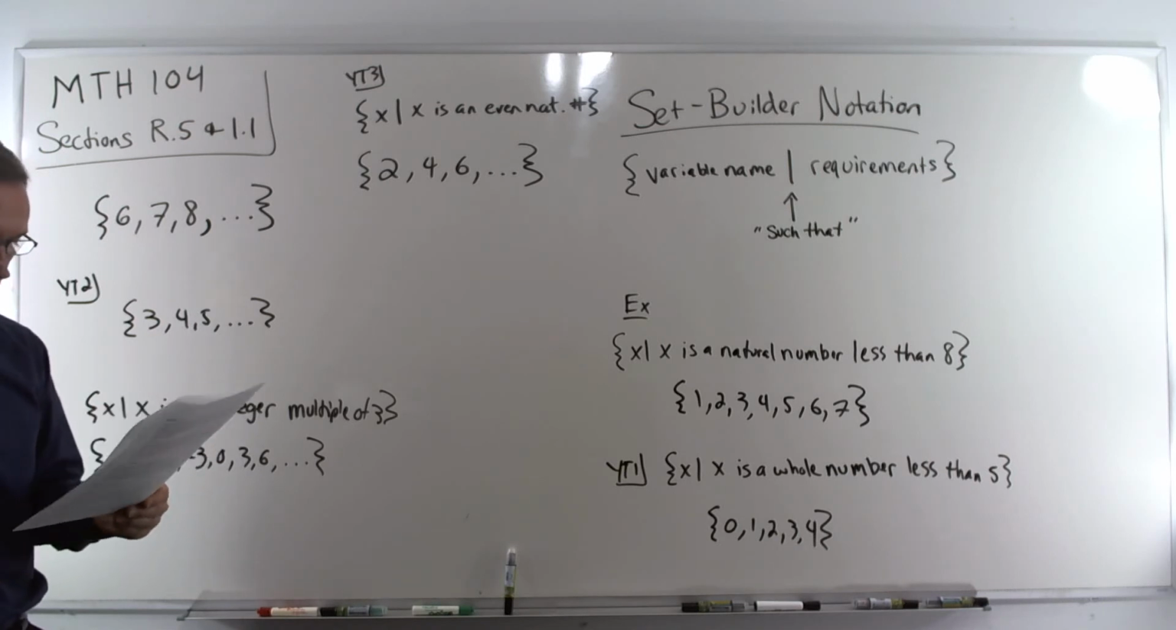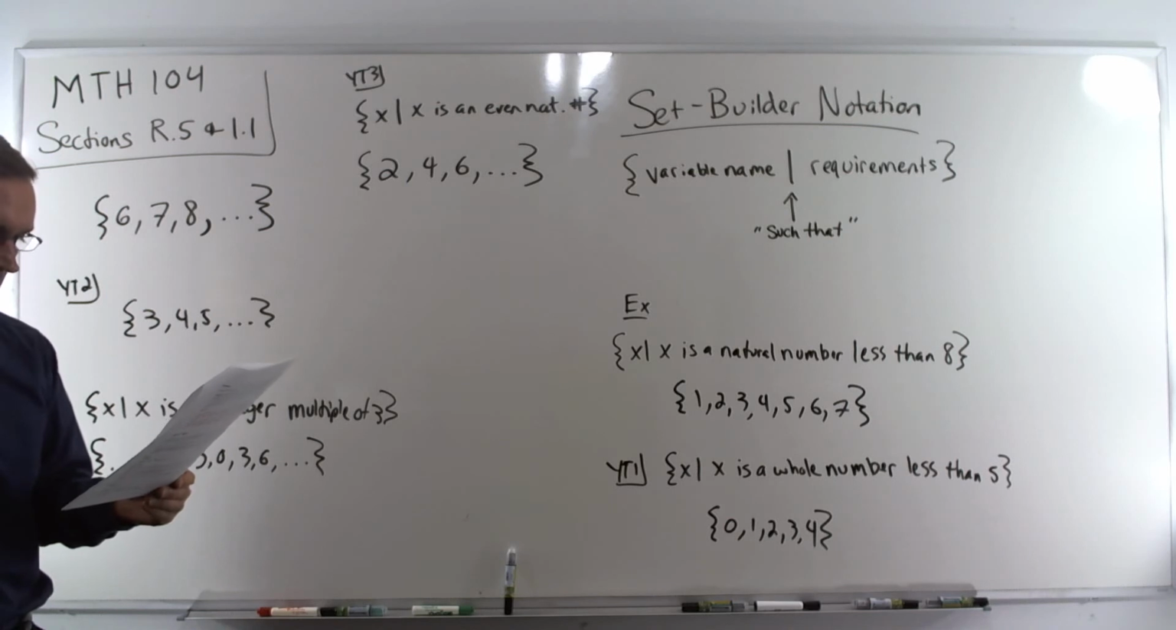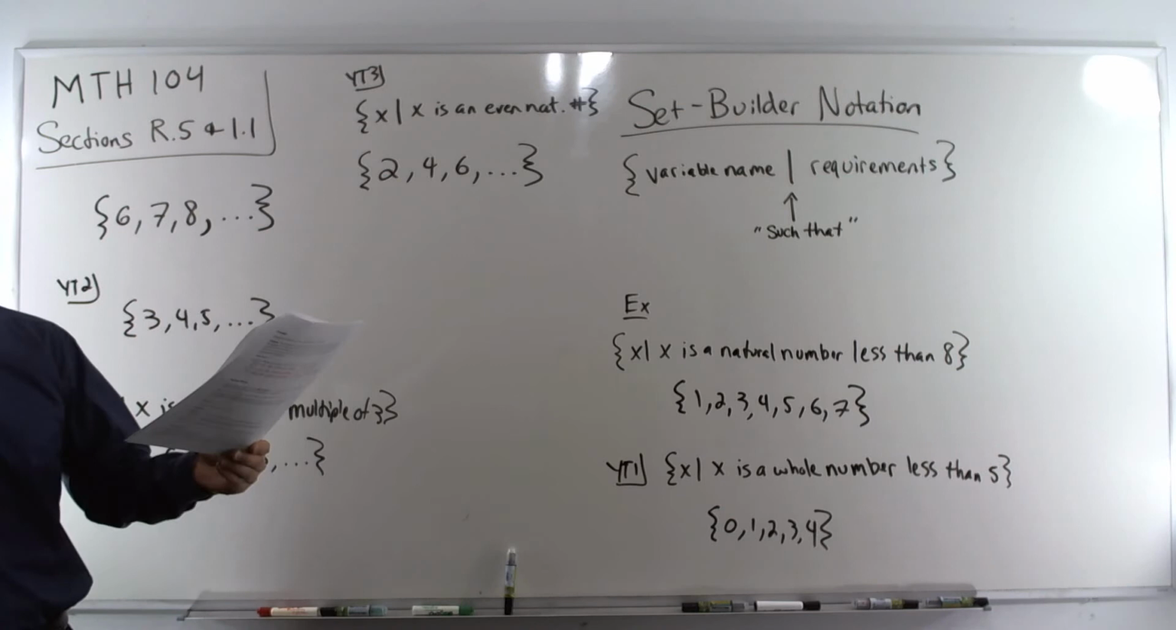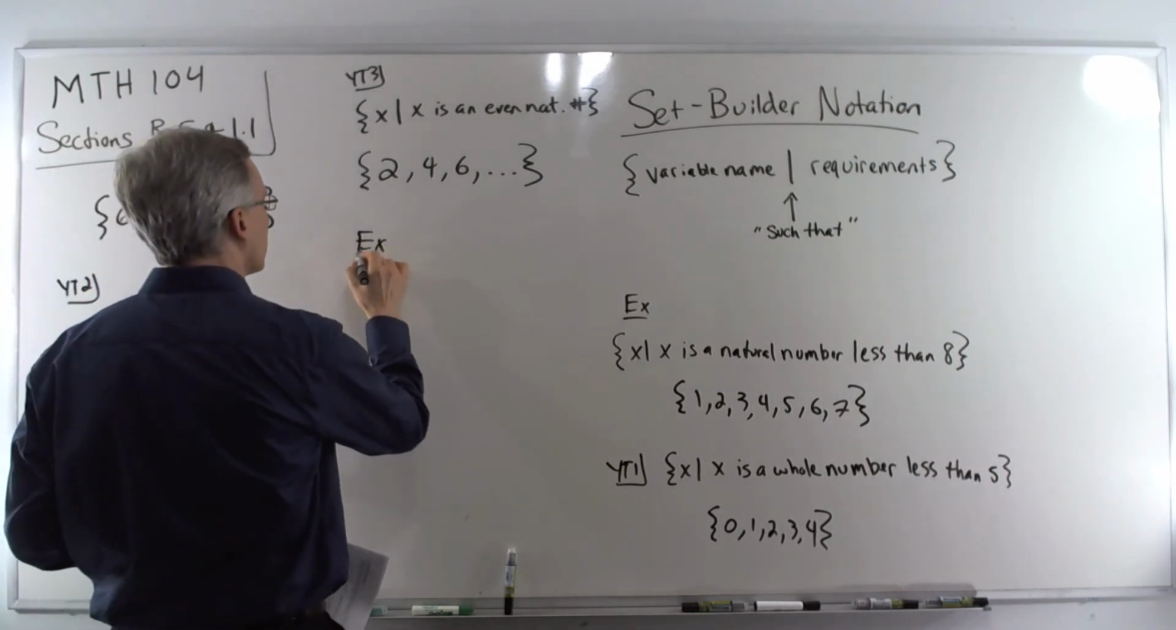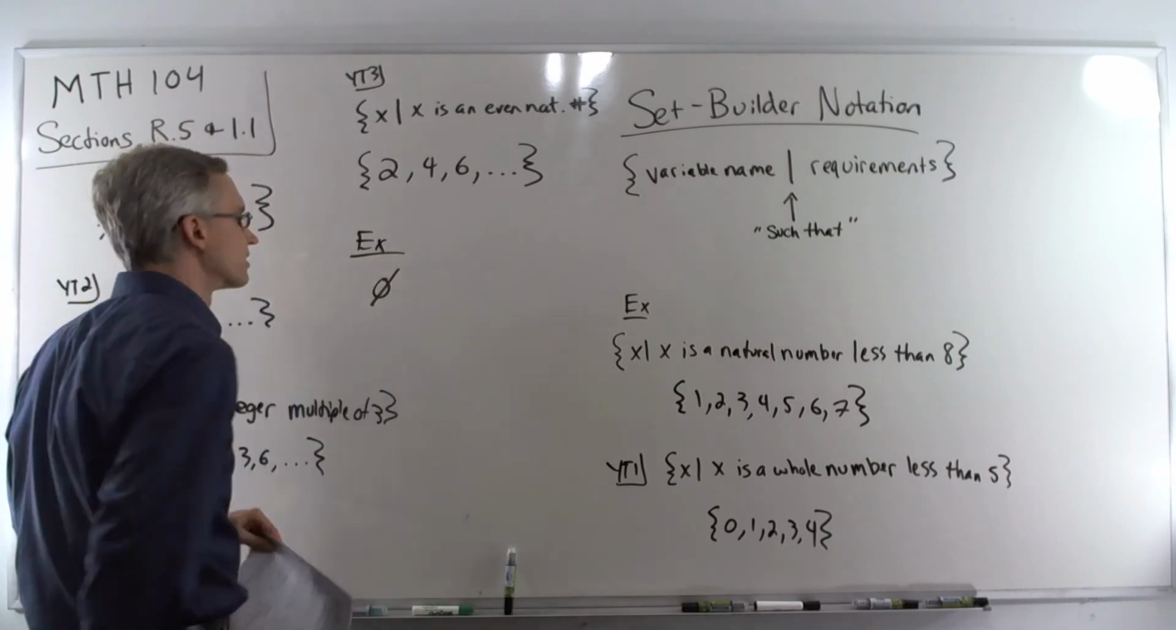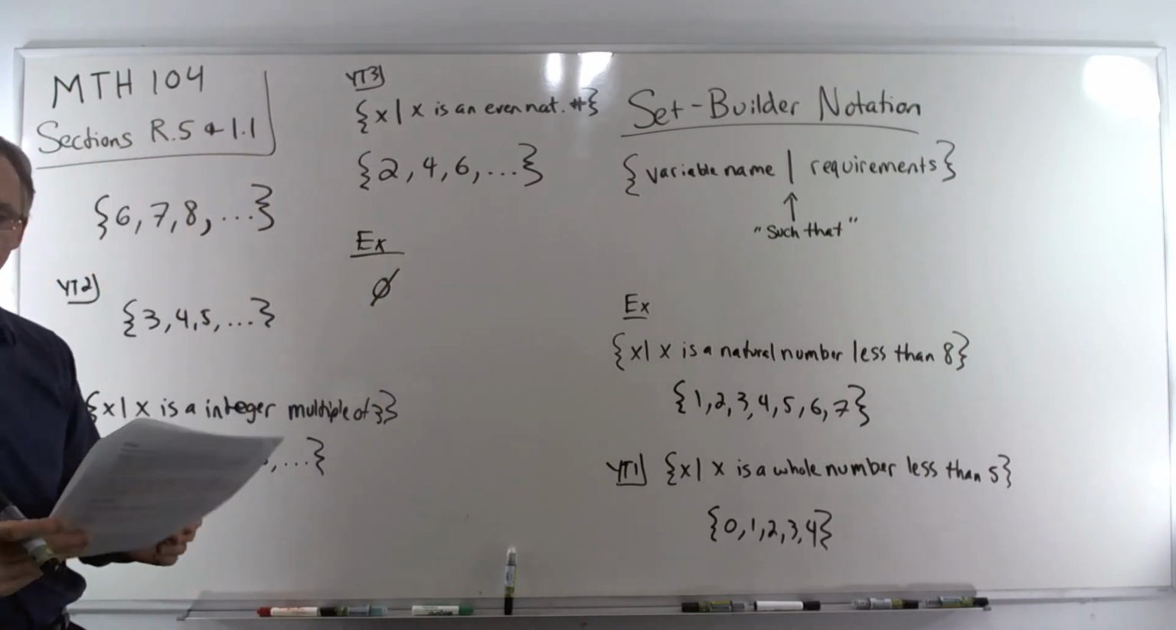All right, now we are going to write out the even elements of the set 1, 3, 5, 7, 9. All right, there are no even numbers in there. So the answer to that is the empty set. A set with no elements in it.